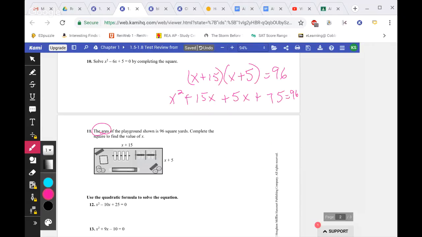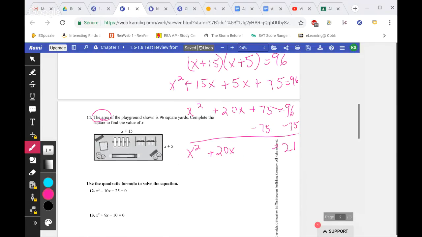$75. And then I have x squared plus 20x plus 75 equals 96. I'm going to subtract 75 from both sides. And that leaves me x squared plus 20x. And then over here, I have, what do I have? 21. So half it, square it, add it.